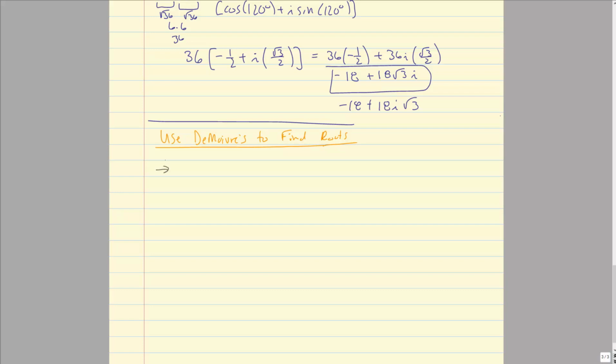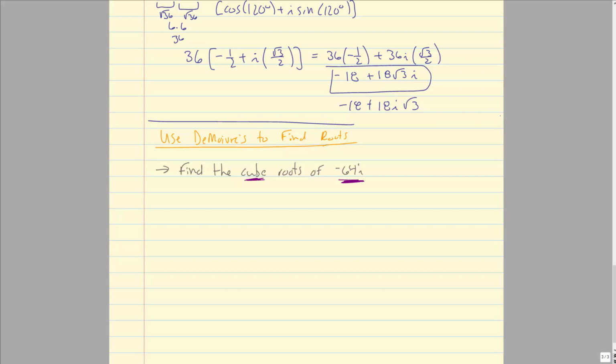So for this first problem, I think it's better if we just look at the problems here. Find the cube roots of negative 64i. So the important things here are cube roots, and this negative 64i. What we can start with is look at this and think, okay, cube roots. That means there must be 3 of them. So when we get done, we should have 3 answers here probably.